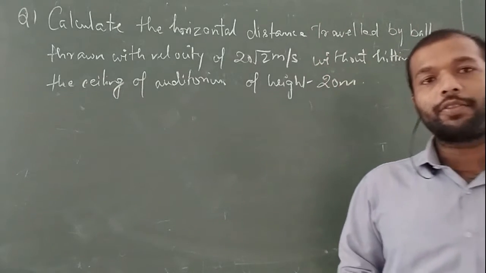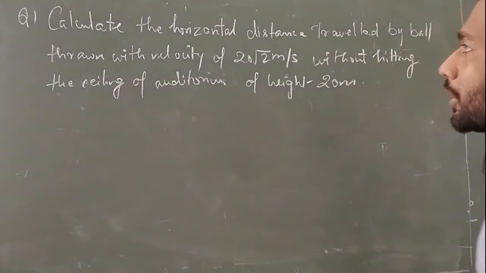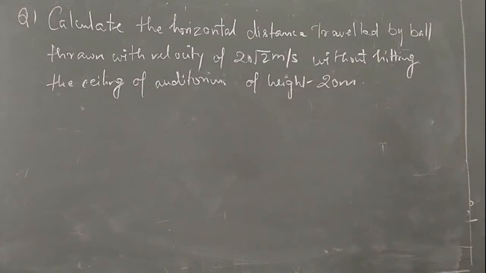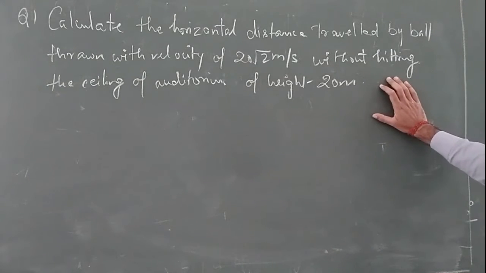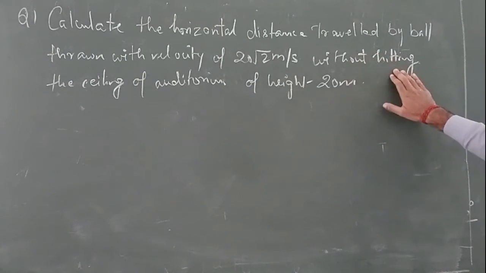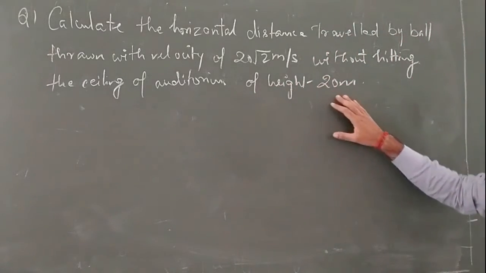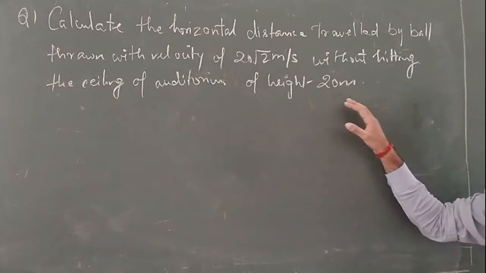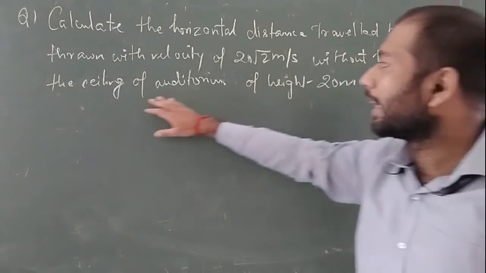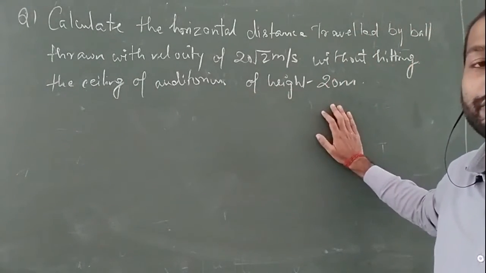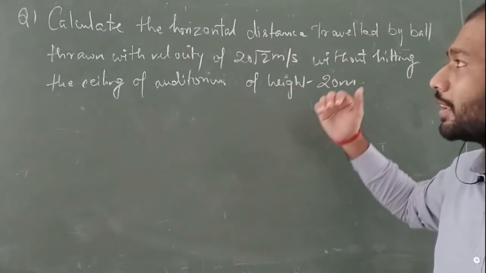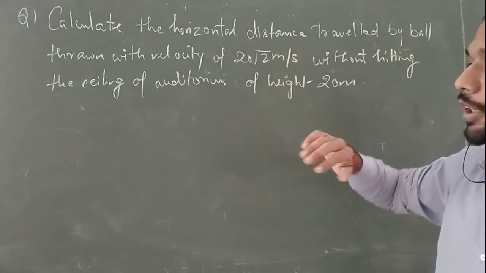Okay students, so this is our next question. Let's read the next question. Calculate the horizontal distance that is traveled by the ball thrown with a velocity of 20 root 2 meter per second, such that without hitting the ceiling of an auditorium of height 20 meters. So this line is a very big hint for our question. So what is the horizontal distance? We have to calculate.